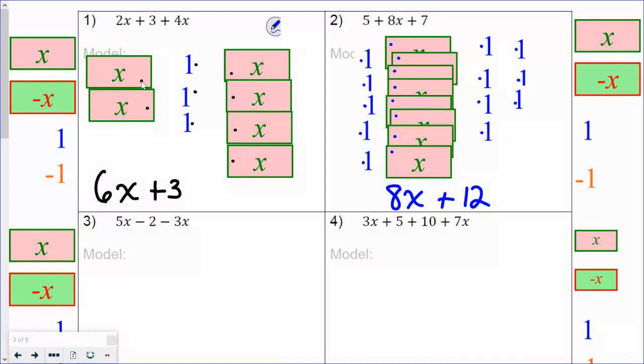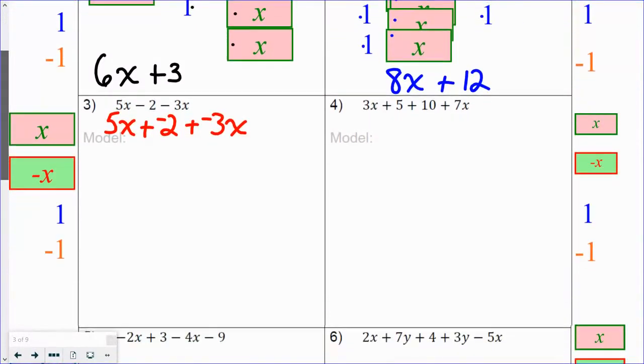Okay. So sometimes, remember when we talked about adding the opposite? If I was to rewrite number 3, adding the opposites, right? All addition. This is what this expression would really look like. So now we can actually go through and model it the way we want to. I just have 5 x's for my first term.